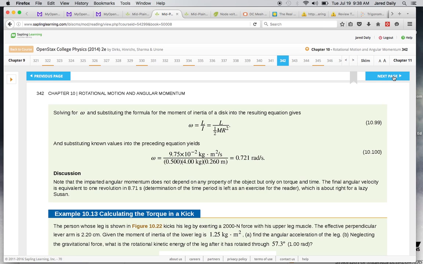If we want to know the final angular velocity, we just set that angular momentum equal to I times omega and solve for omega. The I is the I for a disk of mass m, so it's 1/2 m r squared, from the chart that we looked at on the previous page in the chapter.